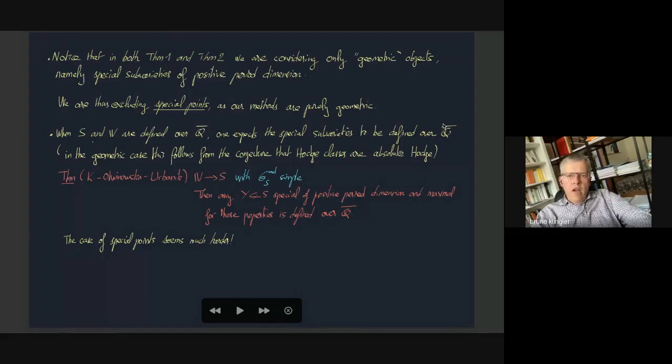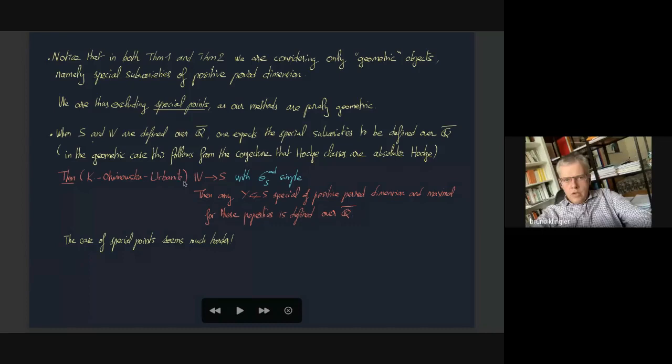In fact, this is implied by much weaker conjectures than the Hodge conjecture, namely the conjecture that Hodge classes are absolute Hodge, which is roughly the easy half of the Hodge conjecture. You don't need an algebraic incarnation by algebraic cycles, but just that the Hodge classes are absolute Hodge.